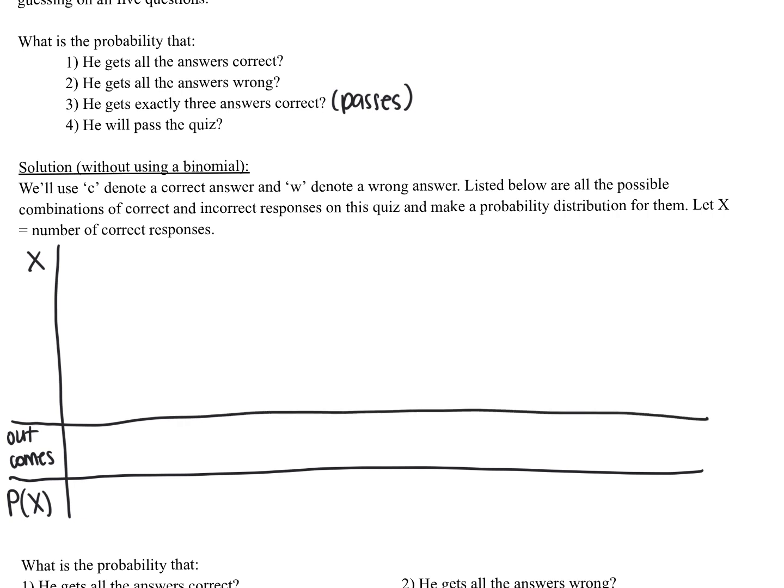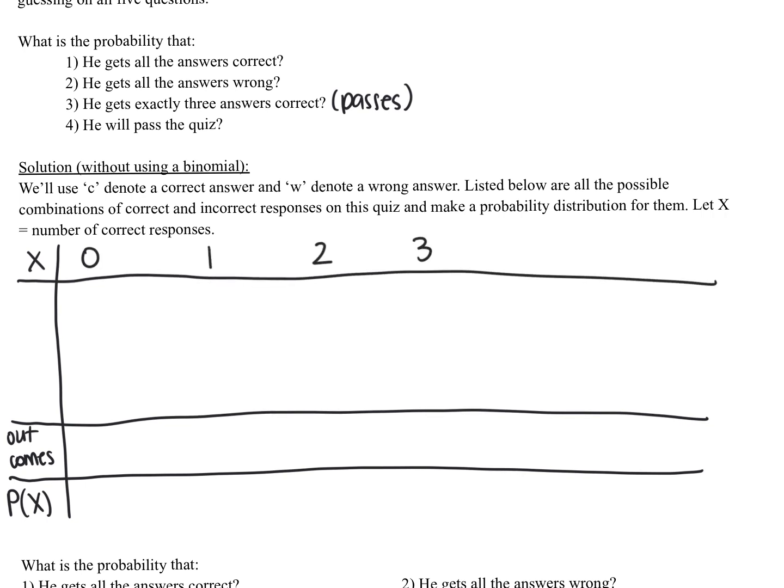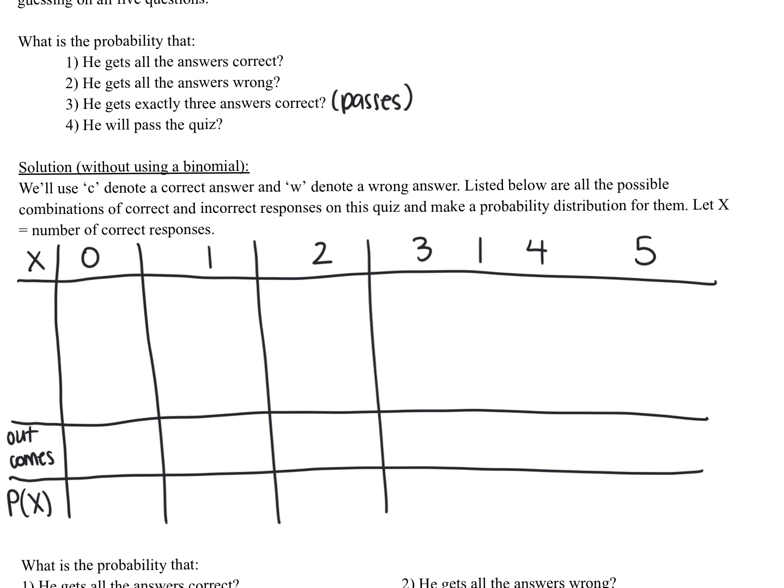Okay. So when it comes to X, he can get 0, 1, 2, 3, 4, or 5 of the questions correct. So if he gets 0 of them correct, that means he got 5 wrong. So that is 5 W's, which there is only one way for that to happen. So the outcome is 1. We'll come back to the probability at the end because we do need to know how many total outcomes we're going to have.